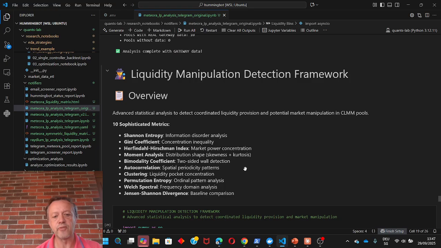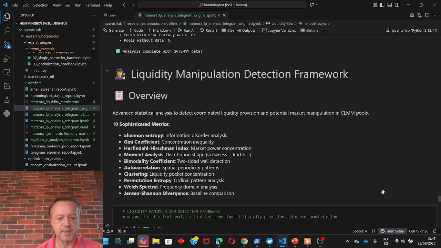Here we're trying to understand the two-sided wall detection of price. We analyze the autocorrelation as well, so the spatial periodicity patterns, to see if there are many bots managing liquidity in the specific pool, or if there is also manual work behind it, and if there are many uncoordinated or coordinated market makers present in this pool. The clustering analysis is going to provide an idea if there is a pocket concentration of liquidity.